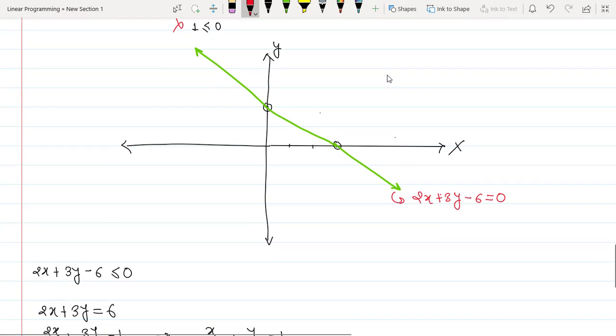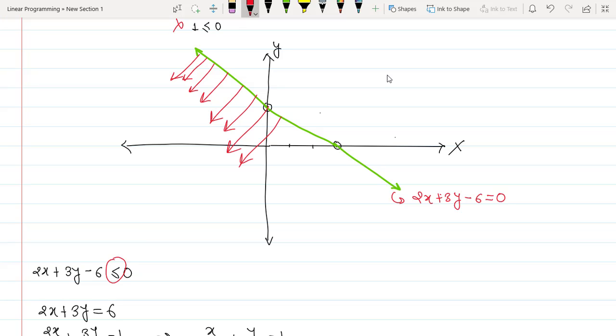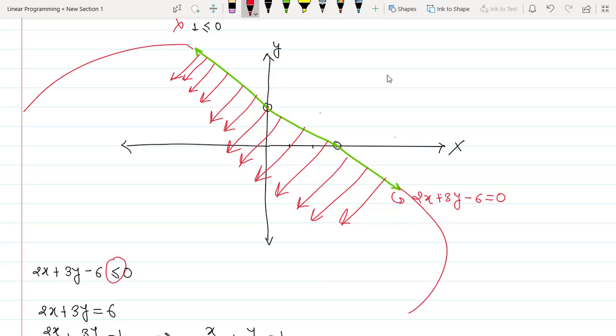Here we have less than or equal to. So where will the solution set lie? This will lie on the line as well as the below region. On the line and below region. So this is the solution set. It means this whole region is the solution set, and it will go to infinity. This will move to infinity.